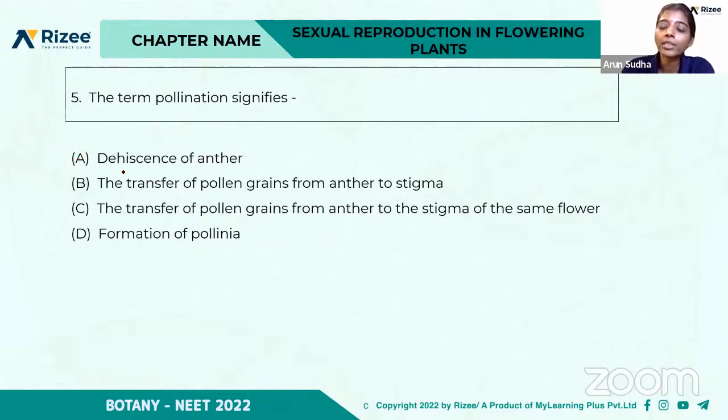The term pollination signifies dehiscence of anther, transfer of pollen grains from anther to stigma, transfer of pollen grains from anther to stigma of the same flower, formation of pollinia. So what is the right option here? Yes, B is the right answer. That is the transfer of pollen grains from anther to stigma.